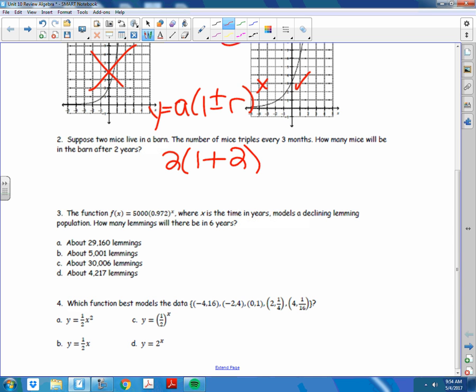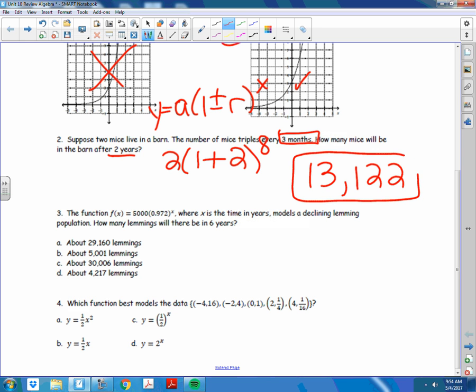And then you have to think of this. It's happening every 3 months. How many 3 months are there in 2 years, Joey? 8. There are 8. And then once you get that, it's simply a calculator function of 2 parentheses to the 8. And you get that those 2 little mice end up creating a family of 13,122. Oh, that's a very large family. That's a very long, tiny little table for Christmas.